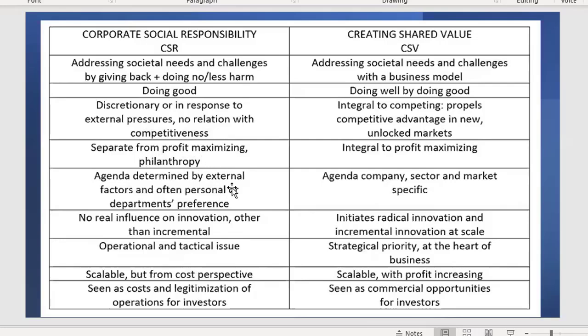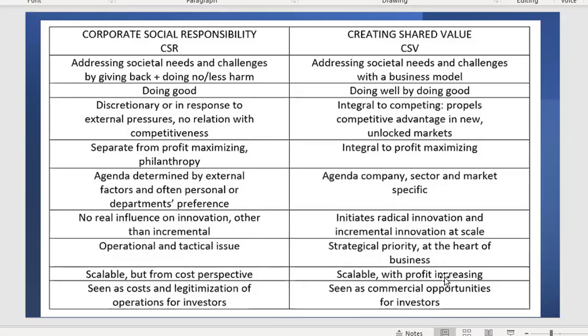The agenda is determined by external factors and often personal or department preference. Then you have no real influence on innovation other than incremental, operational and tactical issues. It's scalable, but from a cost perspective, it's seen as a cost and legitimization of operations for investors. You have to legitimize it to the investors. It's seen mainly as a cost.